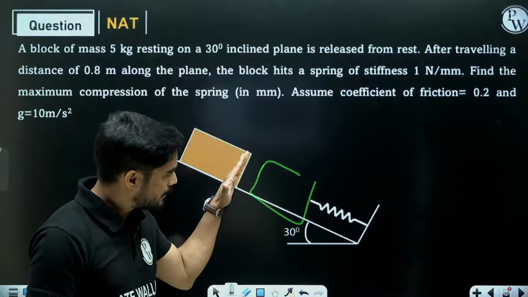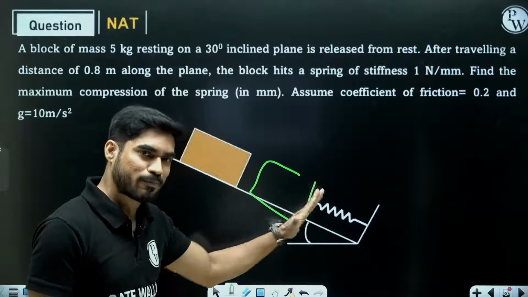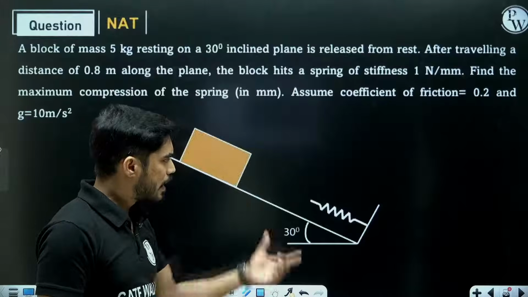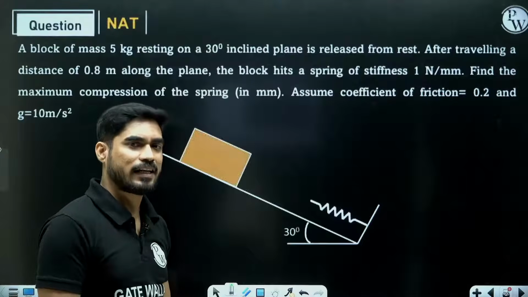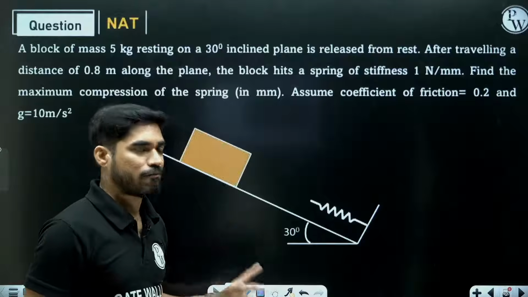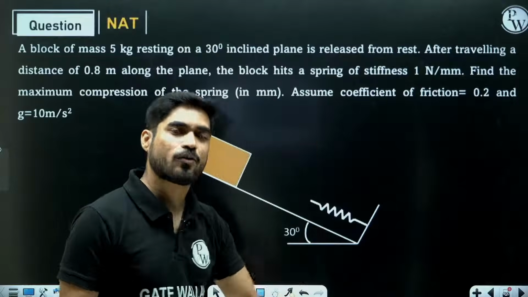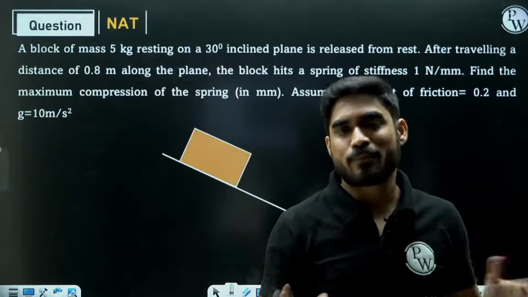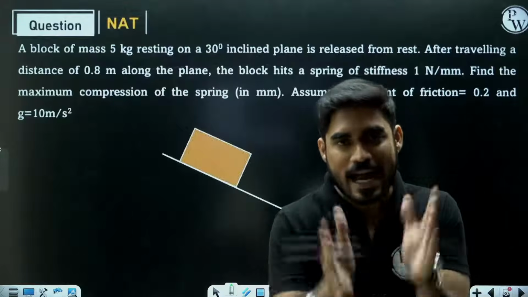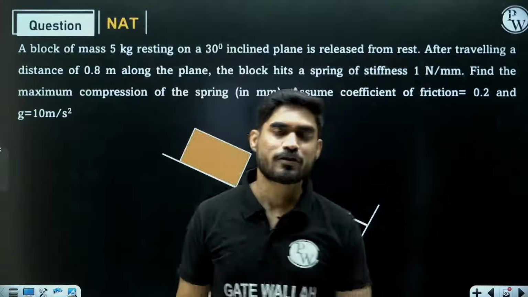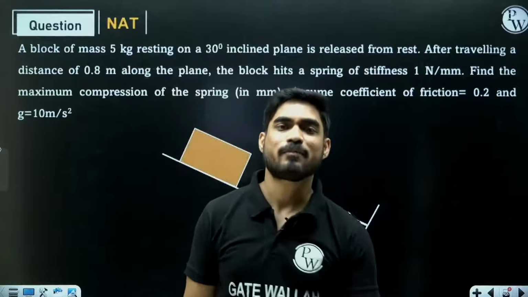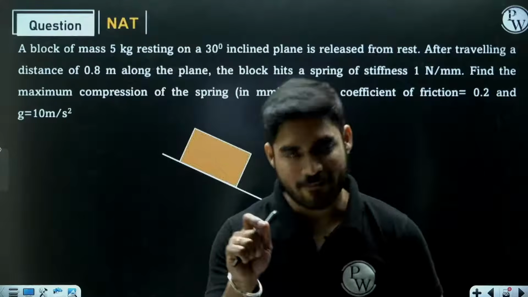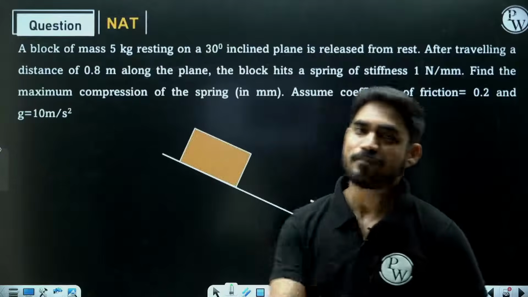This block will keep on compressing it. How much can it compress the spring? Until it has some energy, right? When the velocity of the block becomes 0, the energy will become 0. So now it cannot compress the spring anymore. That will be the maximum compression of the spring. So maximum compression of the spring will be when the velocity of the block becomes 0.